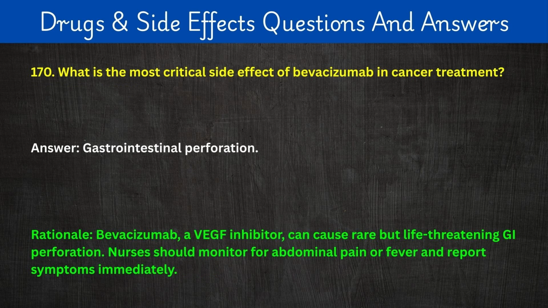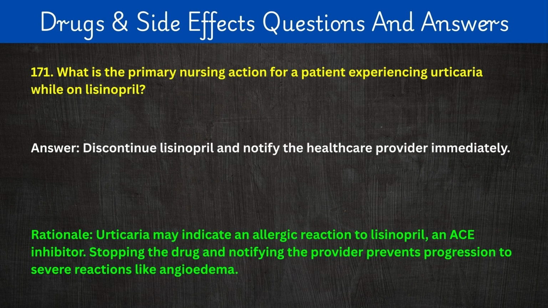170. What is the most critical side effect of bevacizumab in cancer treatment? Answer: gastrointestinal perforation. Rationale: bevacizumab, a VEGF inhibitor, can cause rare but life-threatening GI perforation. Nurses should monitor for abdominal pain or fever and report symptoms immediately.